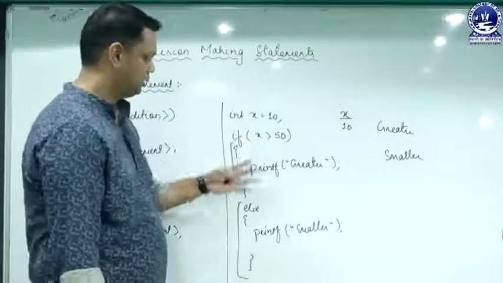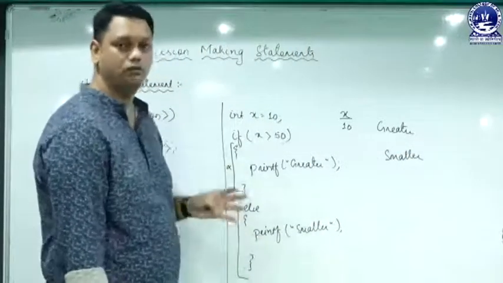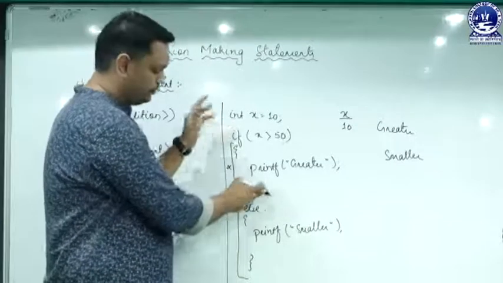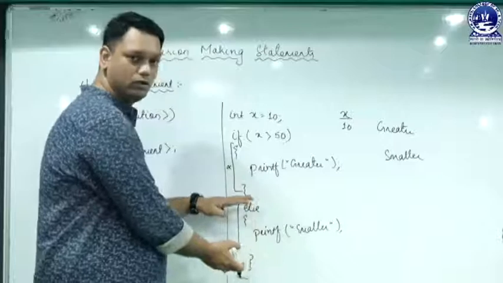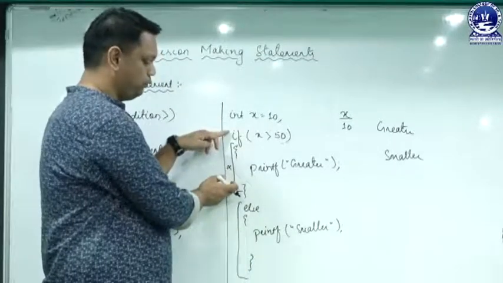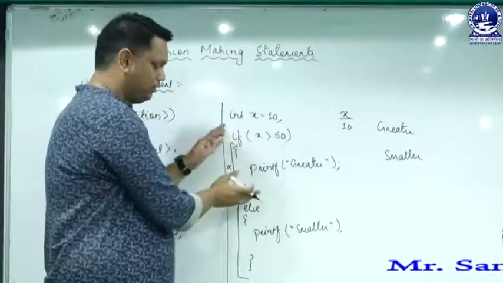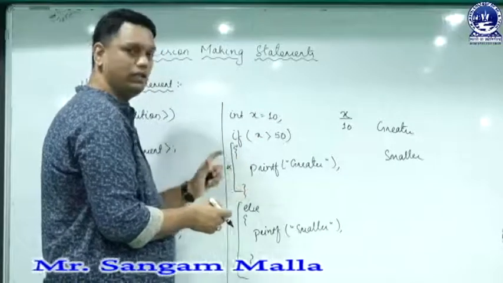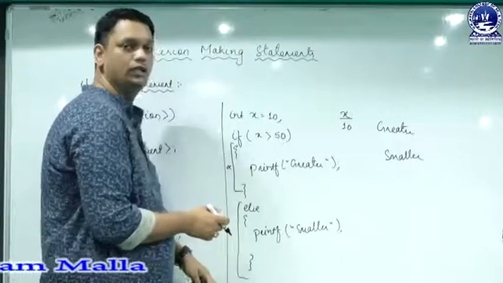So this is how the if else statement works. If the condition of the if statement returns true, then it will not come to the else block at all. And if the condition of the if block is false, then it will skip the statements of the if block and move to the else block.